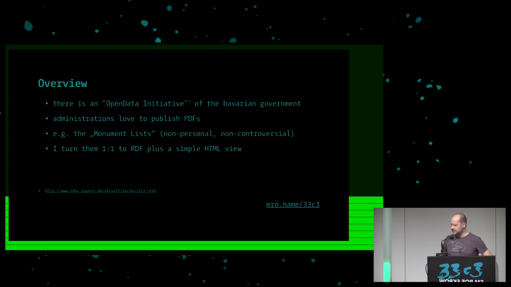The administrations are not hesitant to publish. They cooperate with OpenStreetMap, for example. The Bavarian Open Data Initiative is 5 or 6 years old already, and they collaborate with OpenStreetMap, and they use licenses very similar or equal to Creative Commons licenses. So things are very much improving there, but they still publish much of their stuff in PDFs.